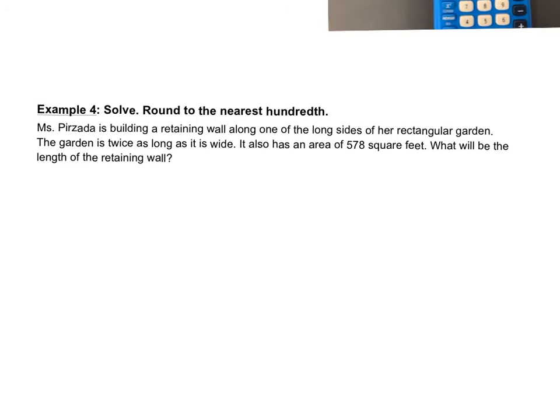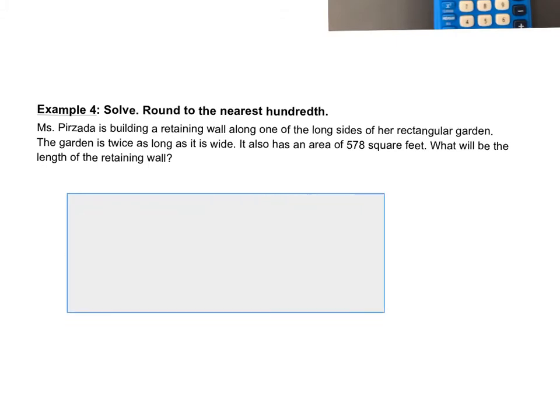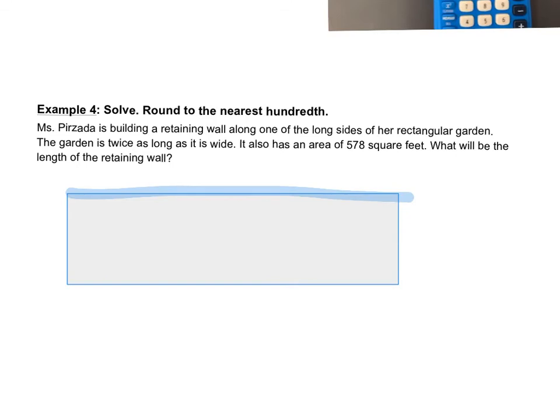Miss Pirzada is building a retaining wall along one of the long sides of a rectangular garden. So in my head, I always picture pictures. Rectangle. One of the long sides. Okay, so it's this one here. The garden is twice as long as it is wide. So if I call this W, the length is 2W. It also has an area of 578 square feet. That means that the length times the width, because that's what area is equal to, is 578.